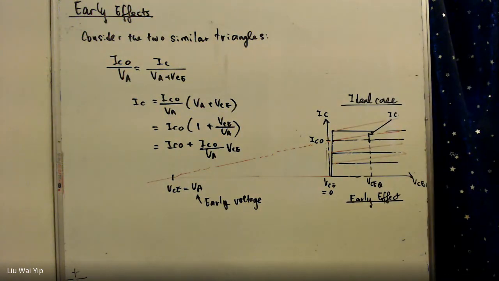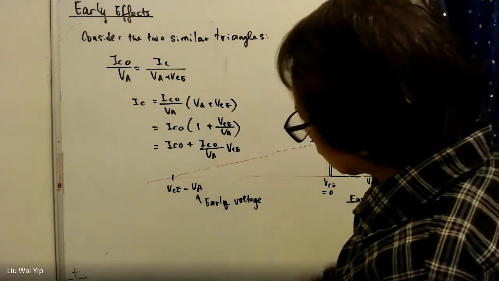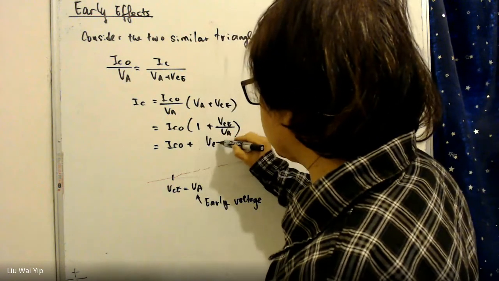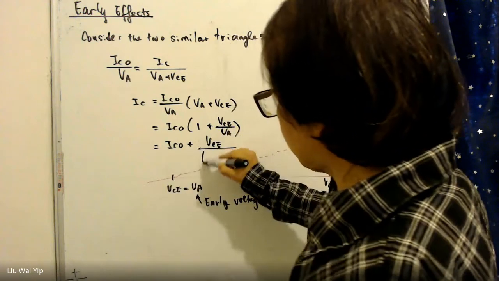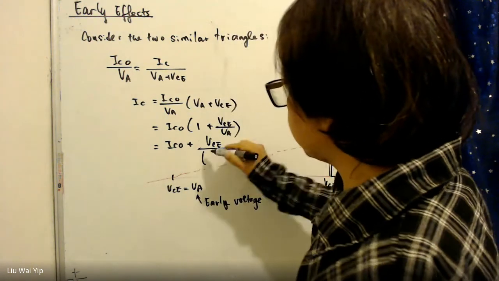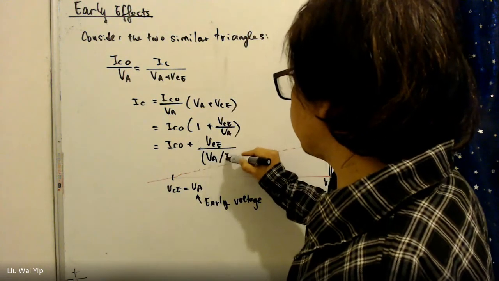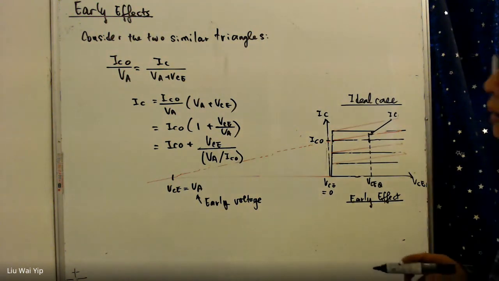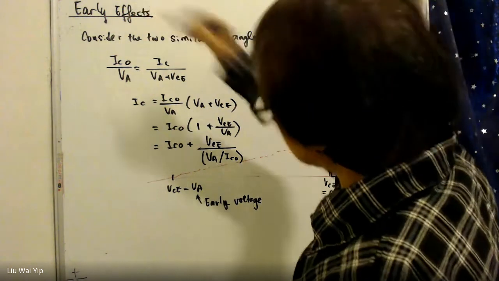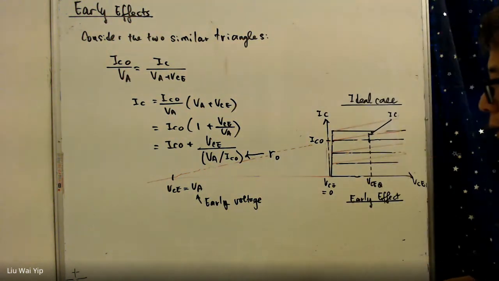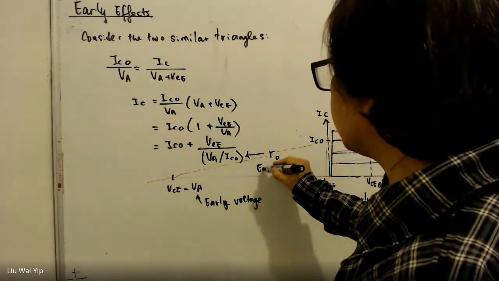So now basically you can just rearrange this term, with VCE, and the bottom value is VA divided by IC0. And at that time John Early called this term analog, which is the so-called Early resistance.